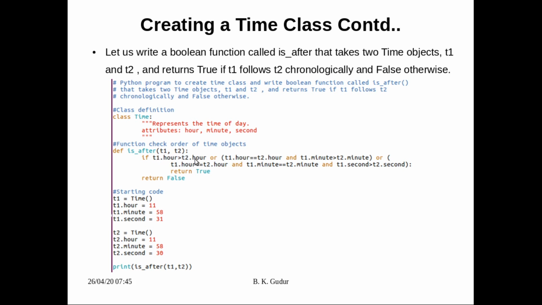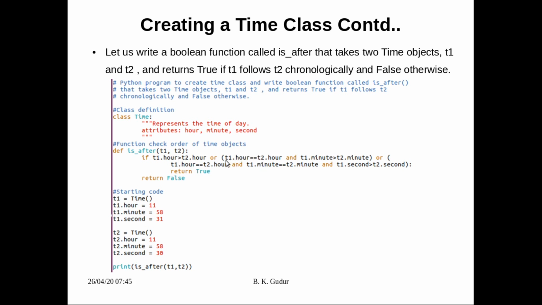Here, because the result is true, whether the remaining part of the expression results in true or false doesn't make any difference. Because of that, it will stop here itself. Now if T1 is greater, obviously T1 follows T2, or if it is not greater, then it will come here.